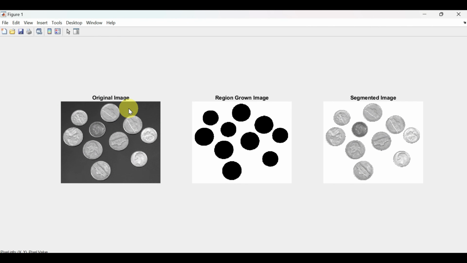So this is our original image. The result of the region growing algorithm is this, where the image is separated into 2 regions, black and white, and when we add our original image and the region grown image, we obtain such a segmented image where the coins are separated out from the background.